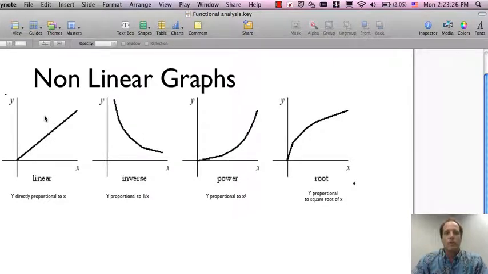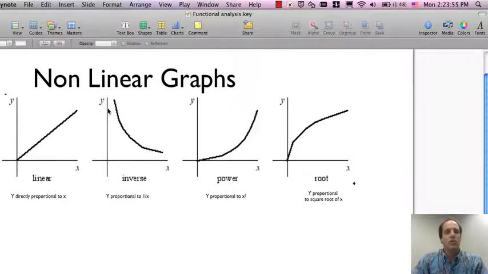For simplicity, we will limit our data to one of these four possibilities, either linear, inverse, power, or root. Any Algebra 2 student can tell you what these names mean. Linear means y is directly proportional to x. Inverse means y is proportional to 1 over x. Power means for us y is proportional to x squared, and root means y is proportional to the square root of x.